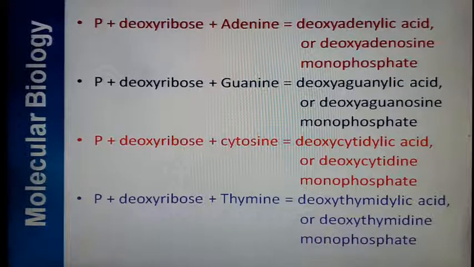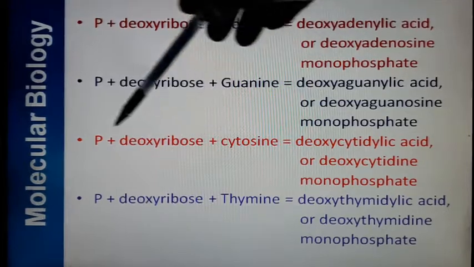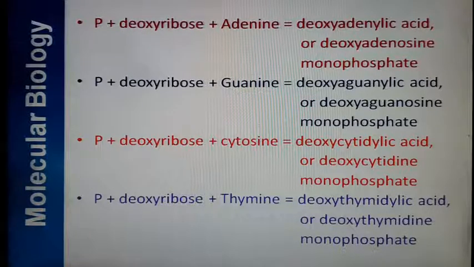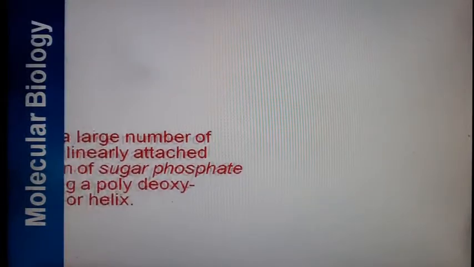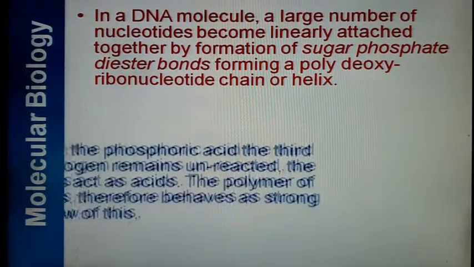These nucleotides serve as units of nucleic acid and they become linked together. This phosphate will become attached to this ribose, this phosphate will attach to this ribose, and this phosphate with this ribose, and in this way thousands of nucleotides become linked together and form a polymer, the polydeoxyribonucleotide chain, by forming sugar phosphate diester bonds or phosphate sugar diester bonds.